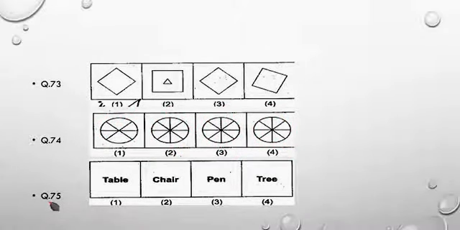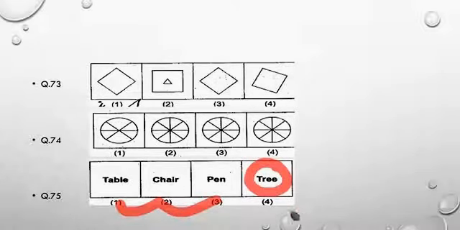In question number 75, there are four options given. In the first option is table, second option is chair, third option is pen, and fourth option is tree. We can see that there is a similarity in option 1, option 2 and option 3 because these are non-living things, whereas tree is a living thing, a living being. Tree has a life, whereas table, chair and pen don't have life of their own. So answer for question number 75 is 4.